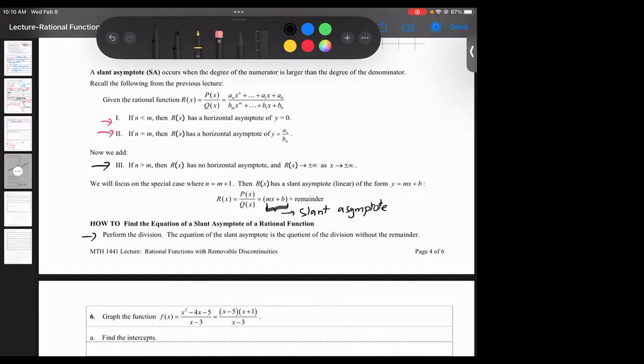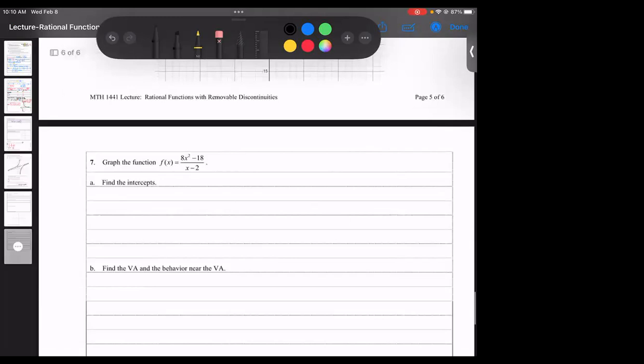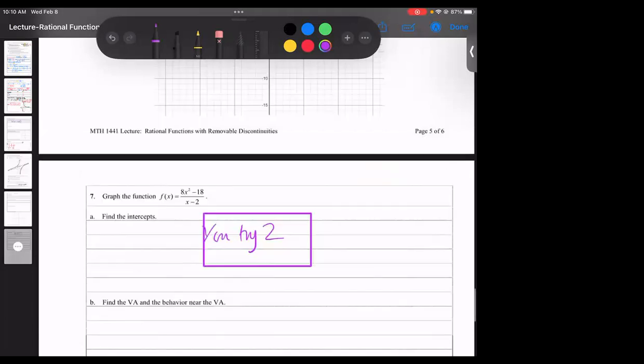We do one more and then we call that a day. There's number 7, that's your you-try 2. Let me write out you try 2 before I forget. Then that'll be our last problem for today.